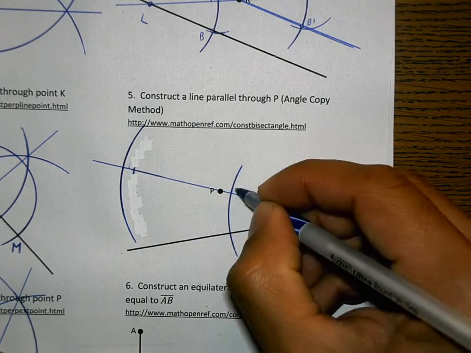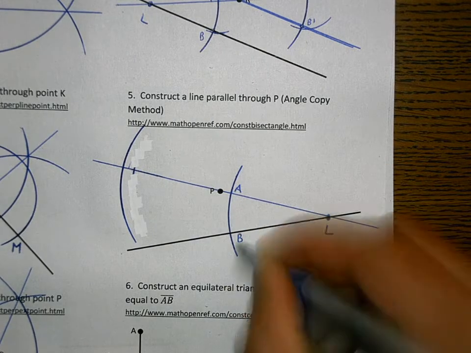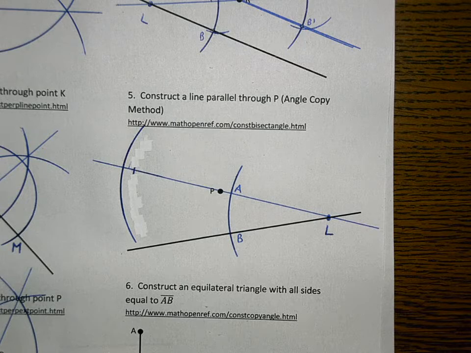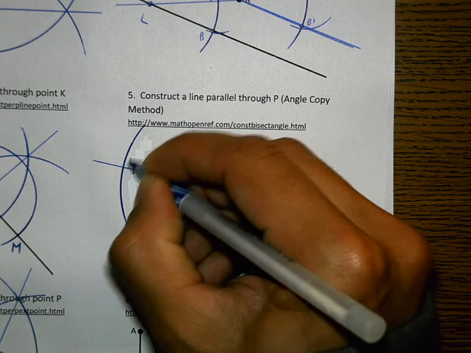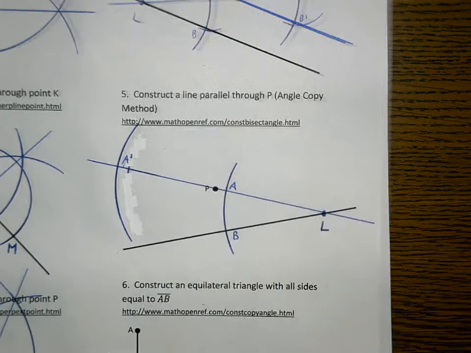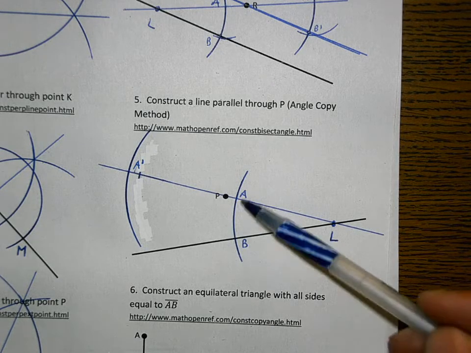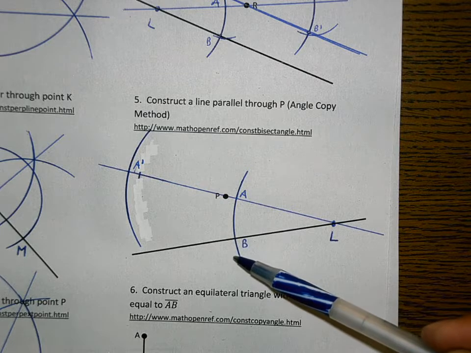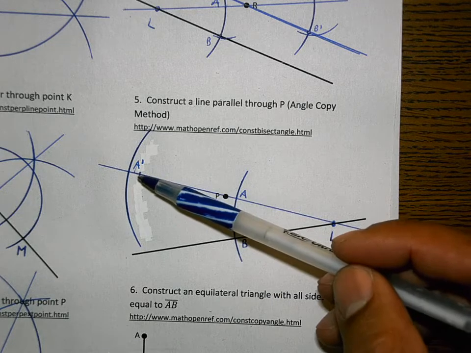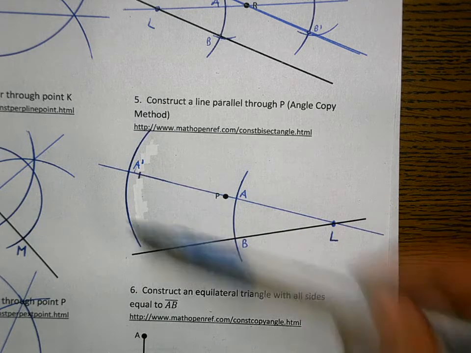Now I'm going to label some points. I'm going to pretend that this is A and this is B. And then this over here is going to be A prime. And if I'm copying the angle, what I have to do is figure out how far it is from A to B without measuring. And I've got to find that same distance from A prime and put B prime there.